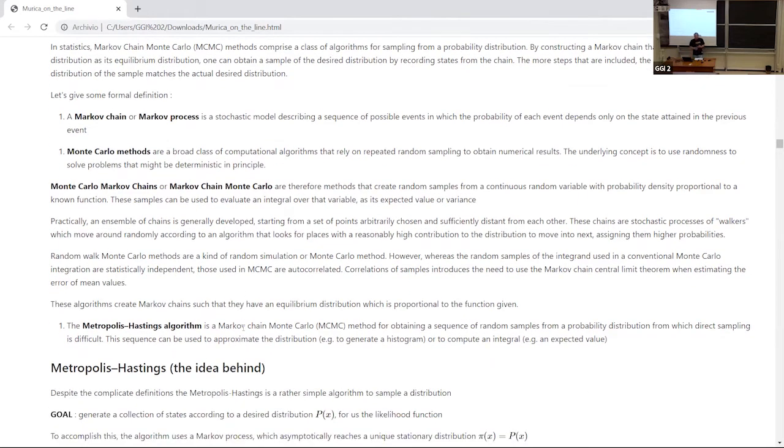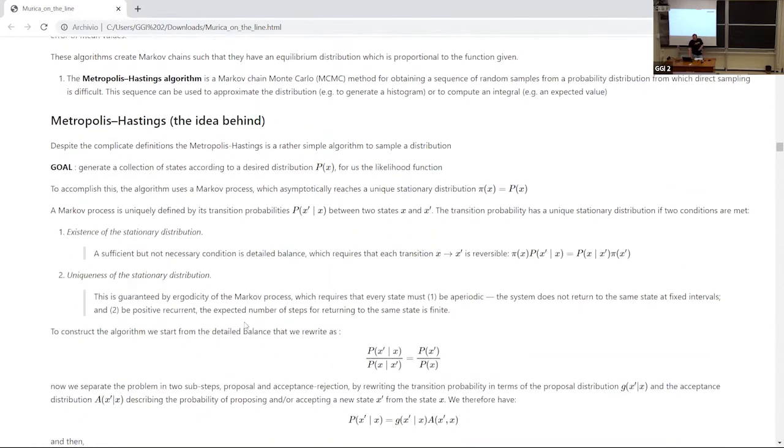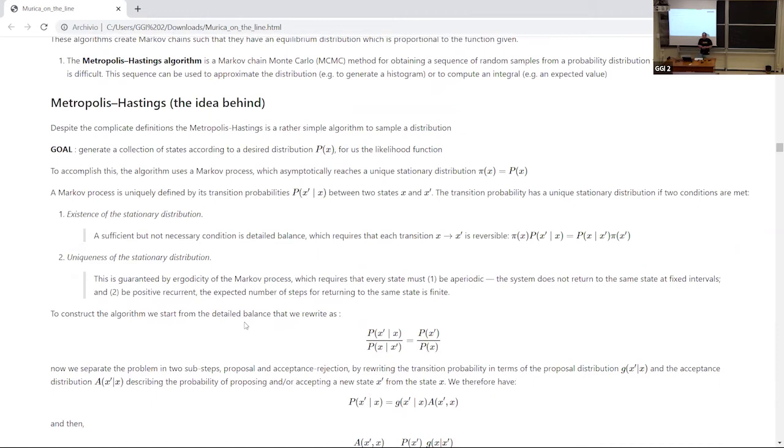But this doesn't solve how you actually walk inside the parameter space. So you also need an algorithm that tells you how to move. And typically what we do in the cosmological field is to use the Metropolis algorithm, the Metropolis-Hastings algorithm, which is a Markov chain Monte Carlo method for obtaining a sequence of random samples from a probability distribution for which direct sampling is complicated, like a multidimensional probability distribution. And this sequence can be used to approximate the histogram or the probability distribution of the parameters. Despite this complicated definition, the Metropolis-Hastings algorithm is actually very simple. And it's based on the idea that an equilibrium stationary distribution exists at the end of this process.